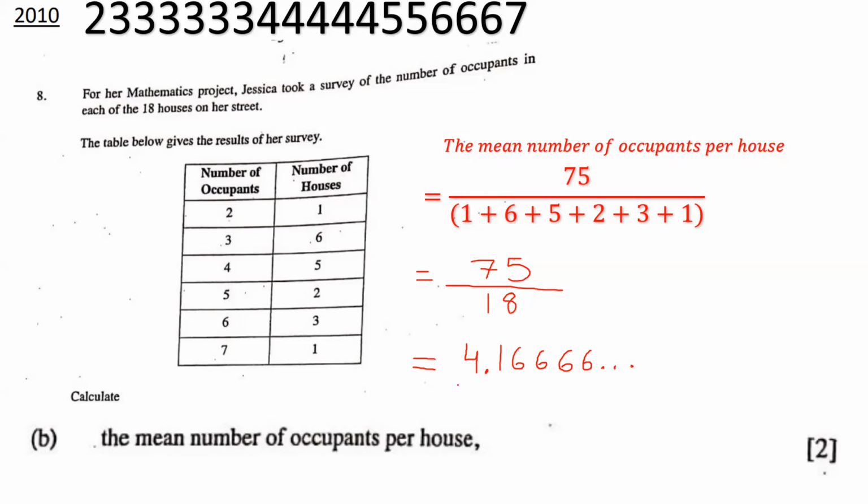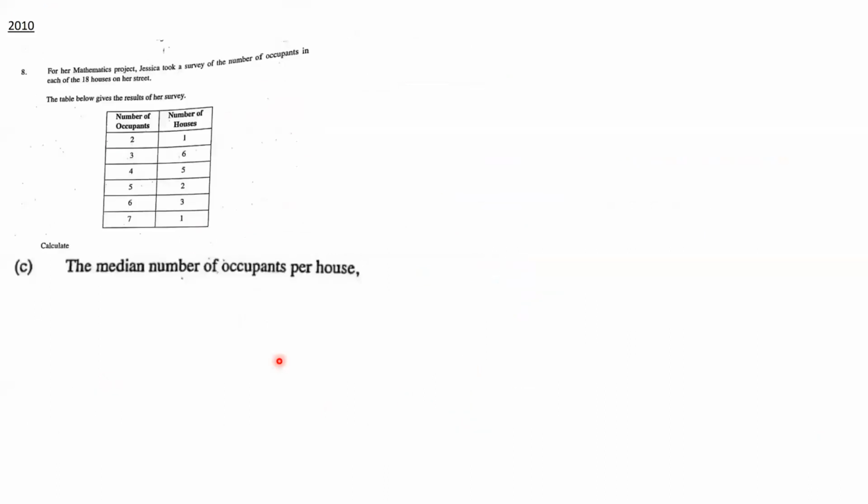So that's going to be continuing just like that. And we could denote this in a more succinct way. So you're just going to say 4.16, right? And the 6 is recurring, so we're going to put a horizontal line on top of that. So each house, right, has about 4 people in it on average, right? That's what this is saying. Okay, so let's move on.